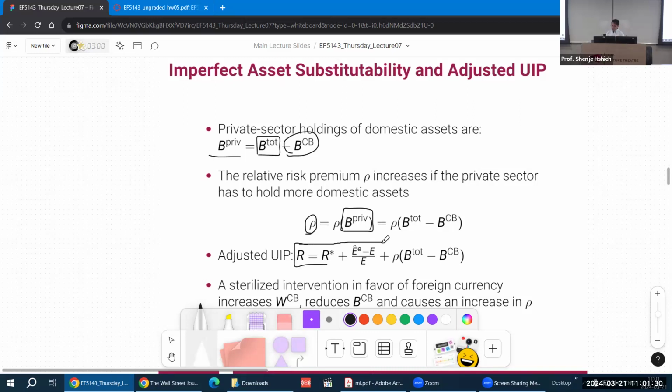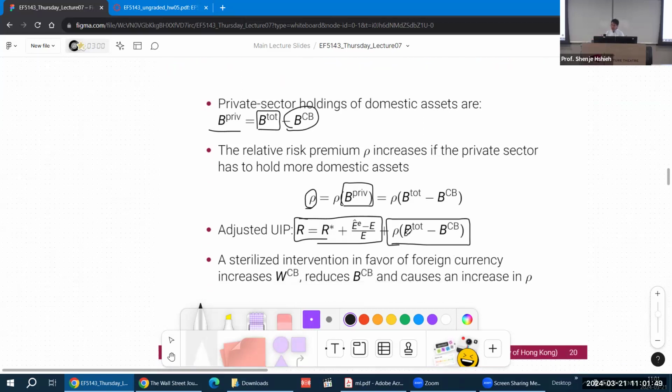R equals R star plus E hat minus E over E, the expected depreciation of the home currency, plus now this rho term, this additional risk premium, which is a function of how much domestic debt is being held privately. Okay, so one additional risk factor. What this tells us is that if there is a rho that's non-zero, then it's possible not to change the money supply, but still have an impact on E, right?